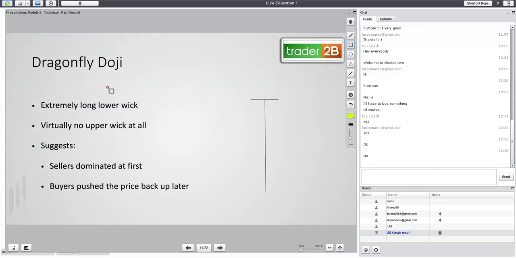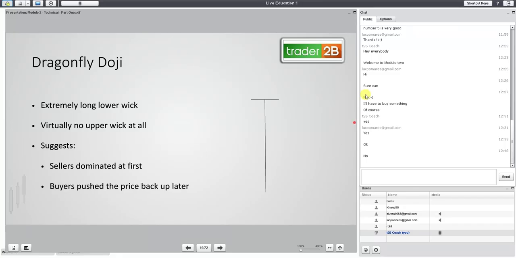Okay, dragonfly dojis. They have an extremely long lower wick, virtually no upper wick at all. They suggest sellers dominated at first, but then buyers pushed the price back up. So this is a very strong sign of a reversal after selling.